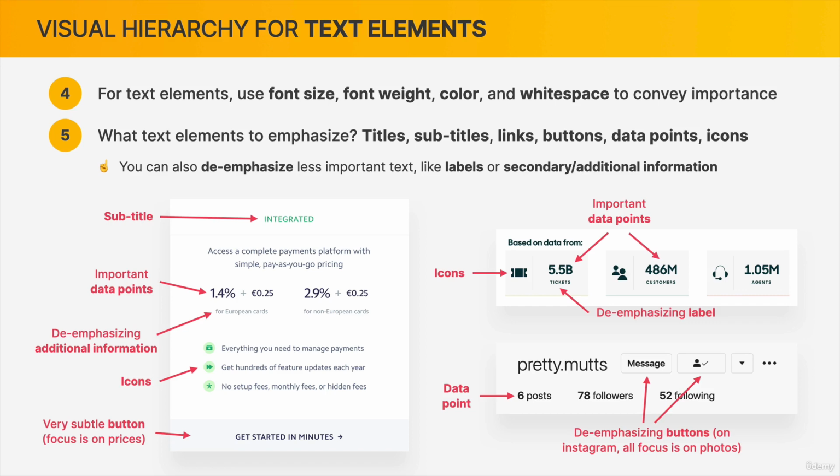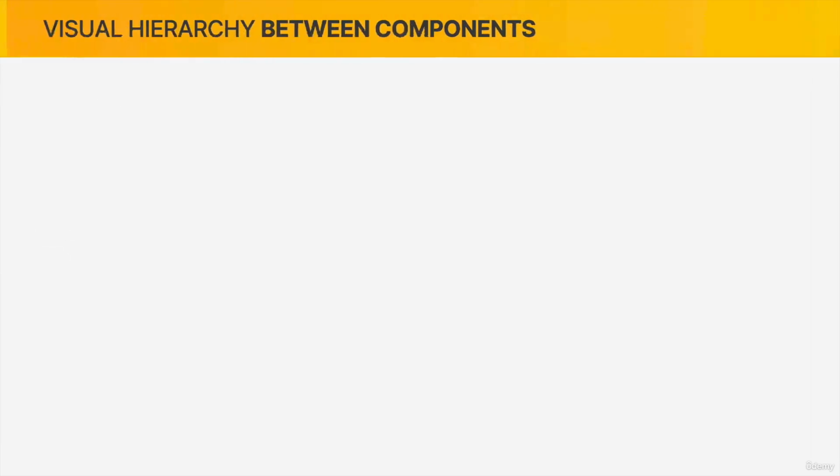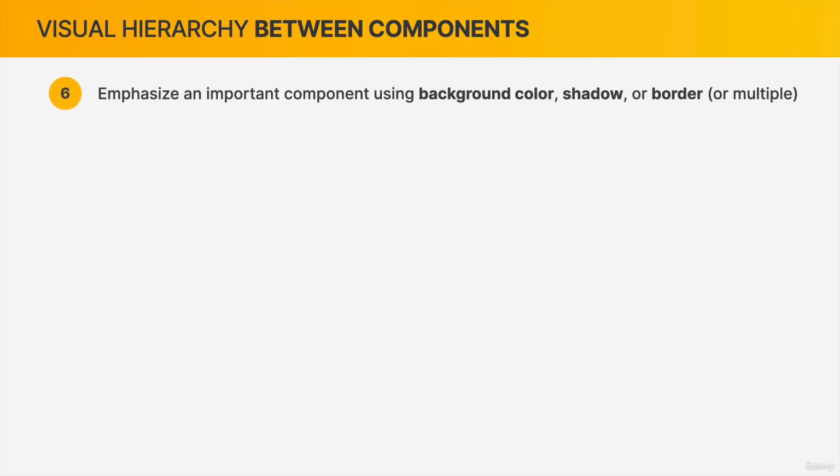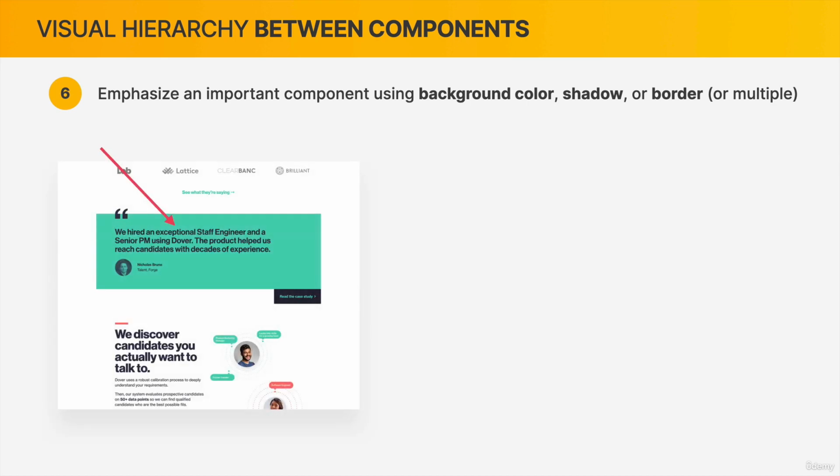because now we need to talk about visual hierarchy between components. So that's also super important. And by components, essentially I mean groups of elements or big areas of content. So let's focus now on establishing visual hierarchy between components. And the way we do that is through a combination of background colors, shadows, and borders. So let's take a look at an example.